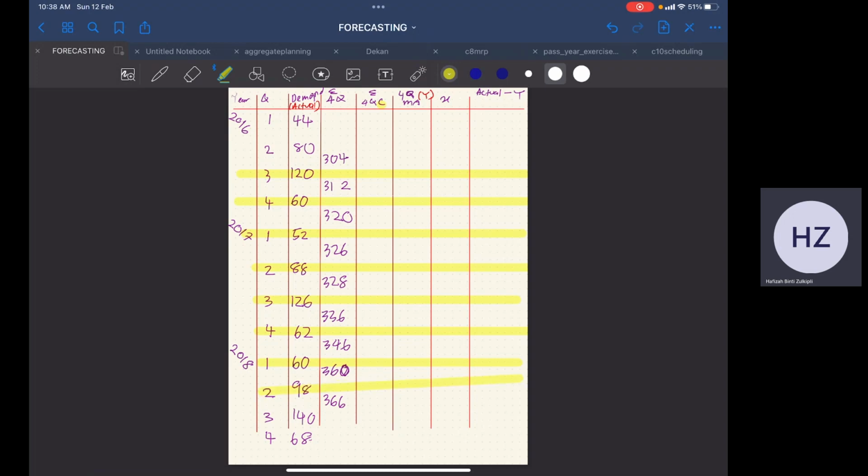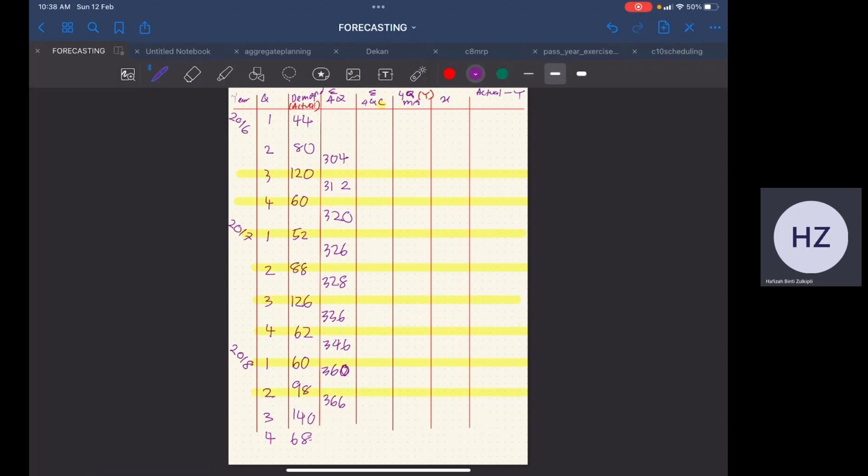Okay, that's it. So we need to fill up that. Sorry, this is 41. This is 42.